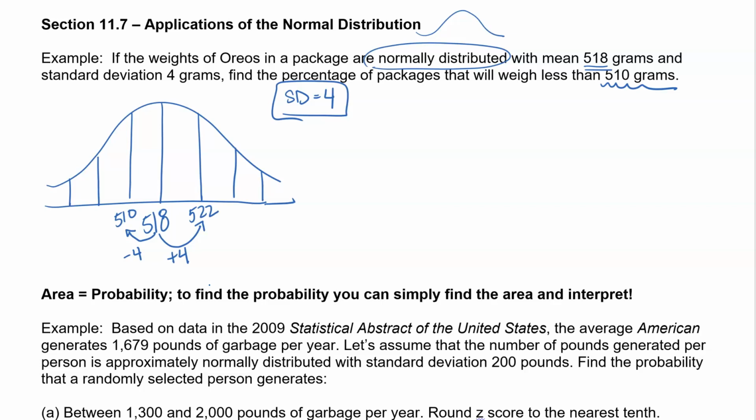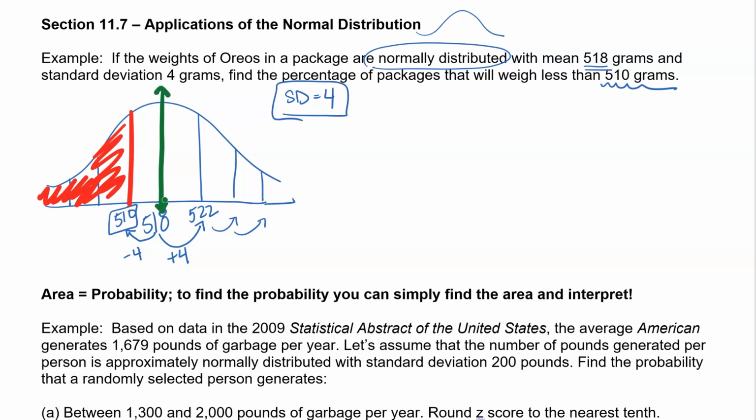So in this case, we want to know how many packages will weigh less than 510. Well, I just found that 510 number, so I don't actually have to keep going to the right. I don't even need to go to the left anymore either. I found the number that I want. So 510, I'm just going to draw that in a different color, is right here. And we want to know how many packages are less than that, which means all of this area. Okay, and we've got 518. Okay, that's our average.